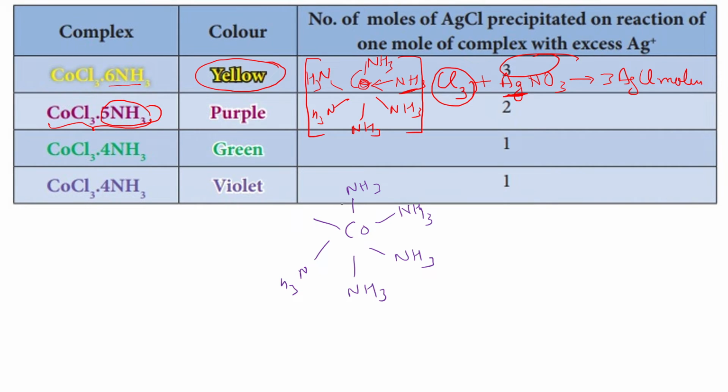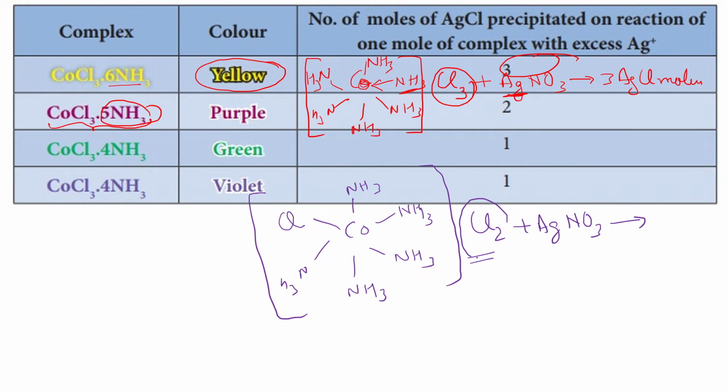So to complete the octahedral geometry, one chloride from outside came inside the coordination sphere and bound to the cobalt ion, forming this complex, and two chloride ions are outside as counter anions. When silver nitrate was added to this complex, only the two chloride counter anions formed a precipitate with silver ion, and only two molecules of silver chloride were observed as precipitate.